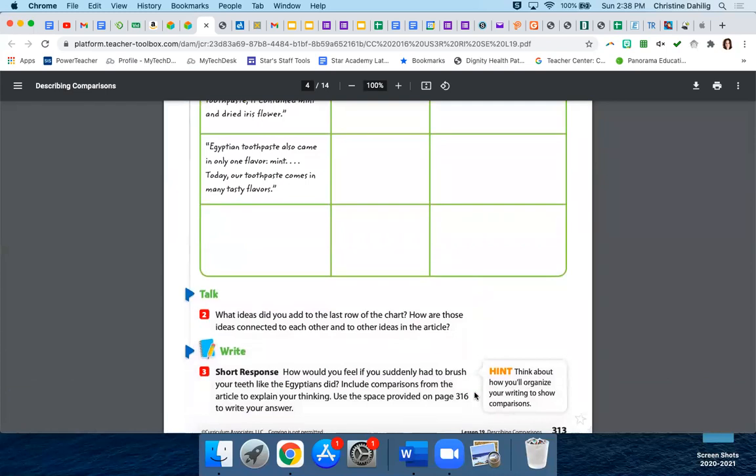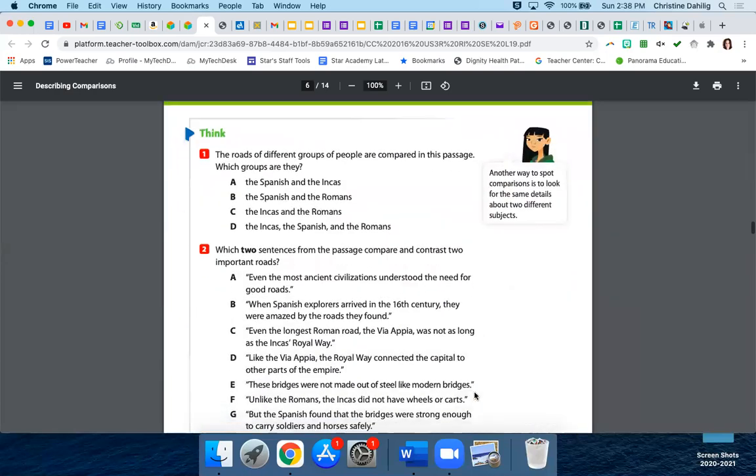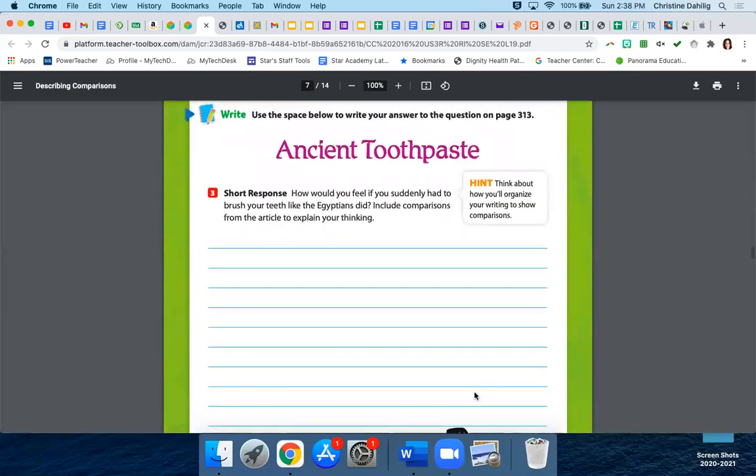And then on page 316, you are going to be able to offer a short response. So let's take a look at that page and what it looks like. And it says, how would you feel if you suddenly had to brush your teeth like the Egyptians did? Include comparisons from the article to explain your thinking. So think about how you'll organize your writing to show comparisons. Think about the signal words you're going to use and think about how you're going to connect ideas between your sentences.